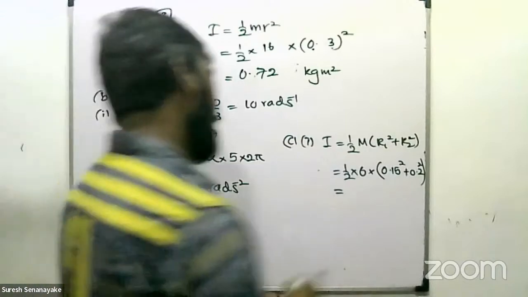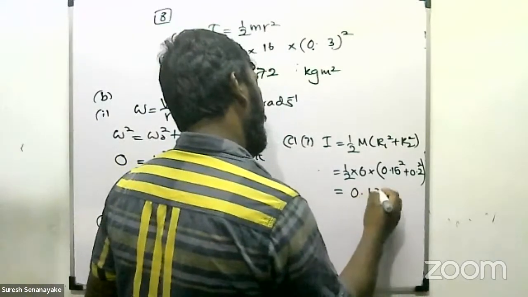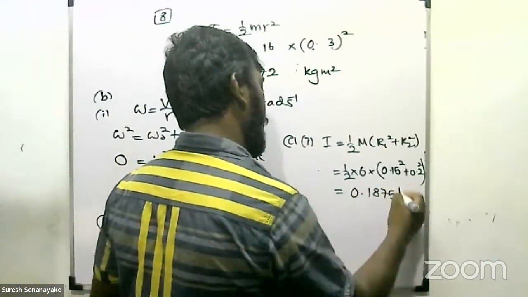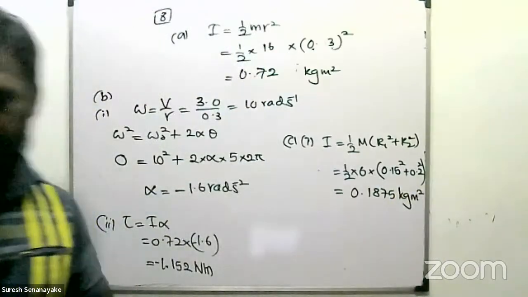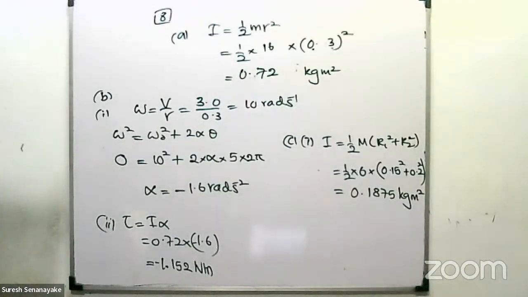This is 0.1875 kilograms per meter. Calculate the maximum rotational kinetic energy that can be stored in this.